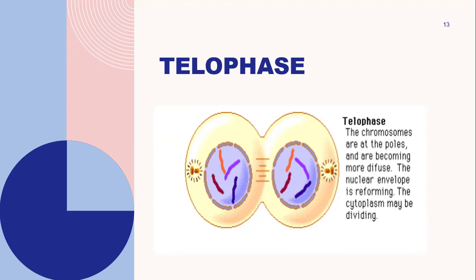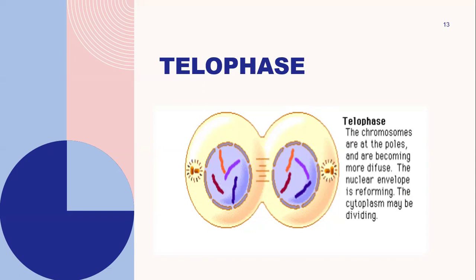So they'll more or less disappear. They are there, just that they're not visible anymore because they're not condensed. They're going to unwind and become thinner so that they are not visible. They won't be able to take up stain, so we won't be able to visualize them as individual chromosomes.